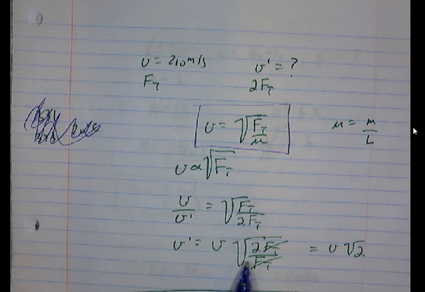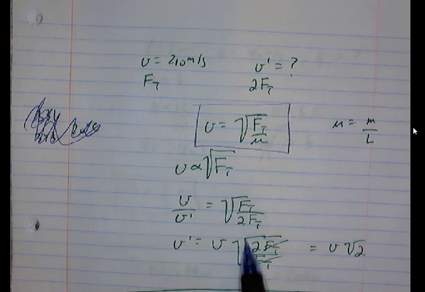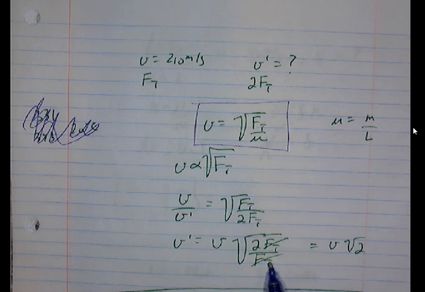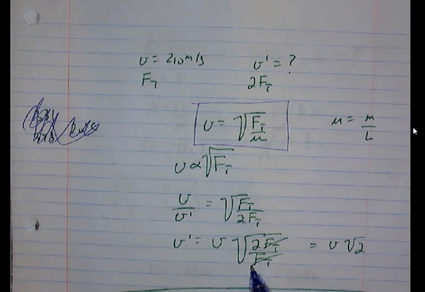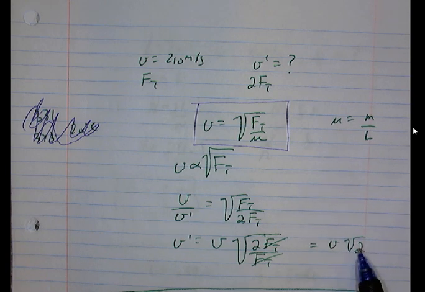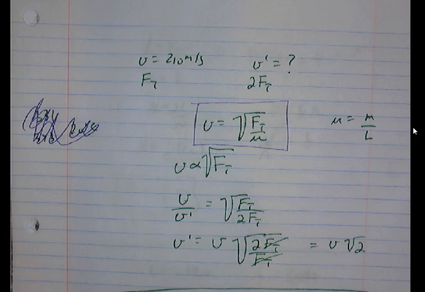So do a little bit of algebra. You'll see that the new speed is equal to the old speed times the square root of the new tension, which is twice the old, over the old. And then the old actually cancels out, and you get original speed times the square root of 2. So it doesn't double, it increases by a factor of the square root of 2.